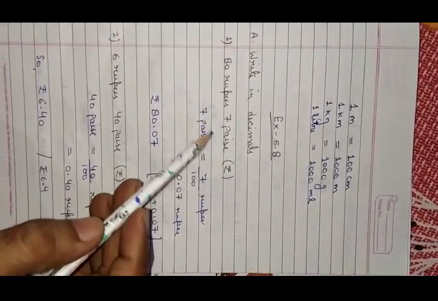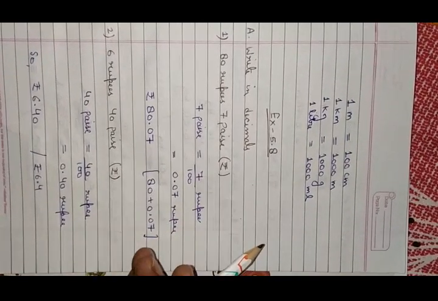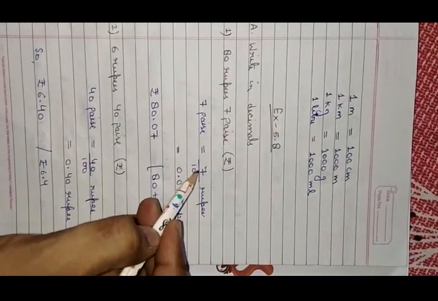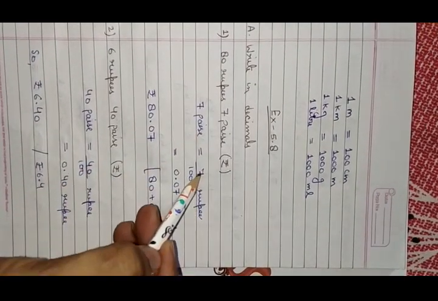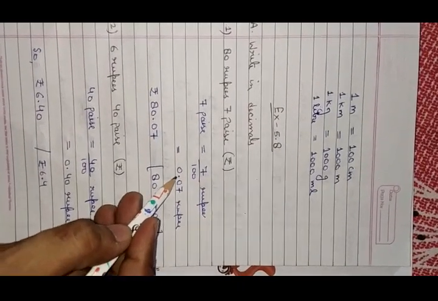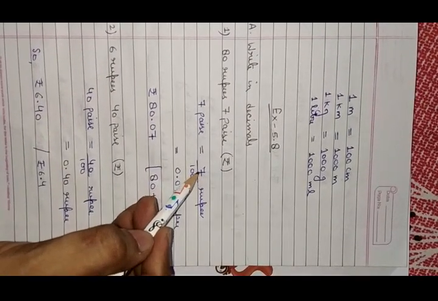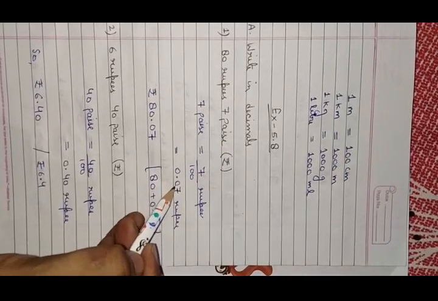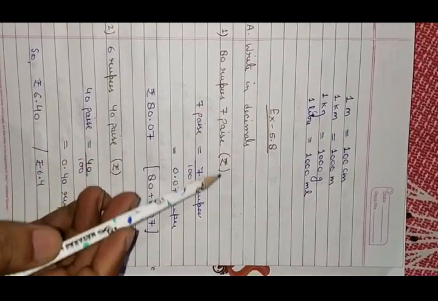7 paisa. We know that 1 rupee is equal to 100 paise. So to convert paise into rupees, we have to divide by 100. Okay, to convert paisa to rupee, we have to divide by 100. So 7 upon 100 is equal to 0.07. 2 zeros, so put decimal before 2 digits. One digit is 7 and second digit is 0. So 0.07 rupee.